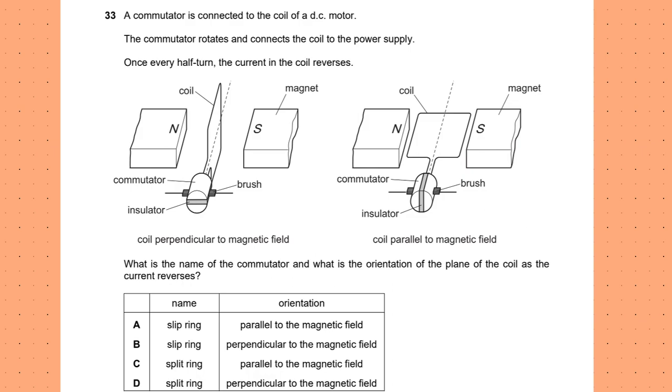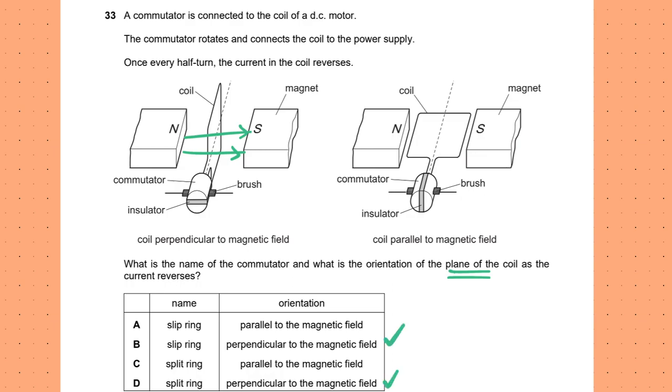So just as it turns, that's when it's vertical. If you look at the field lines like this, so that is when it is... the orientation of the plane of the coil, right? So how is the plane of the coil here? The plane of the coil is perpendicular to the field.